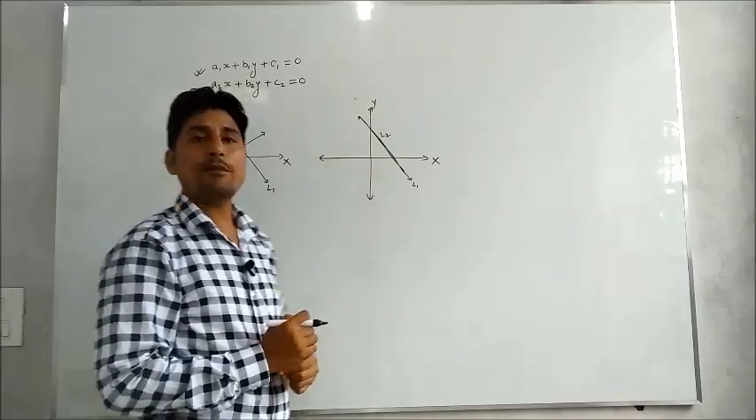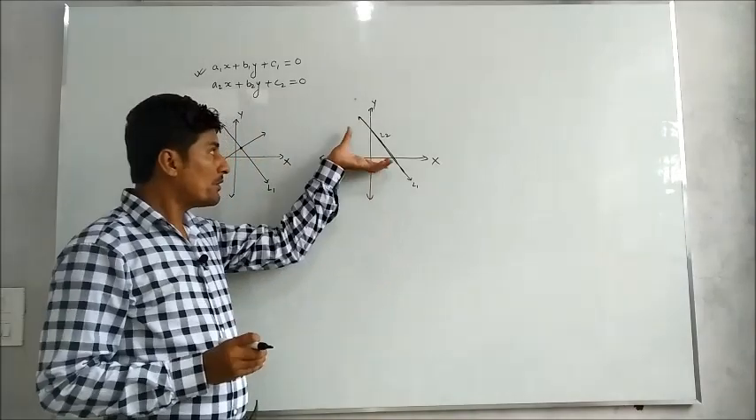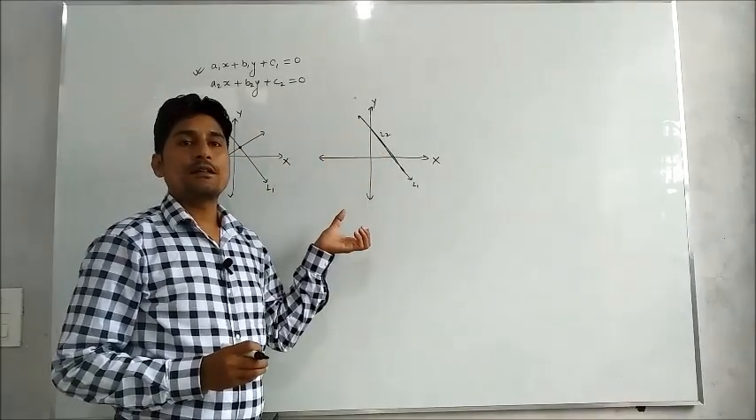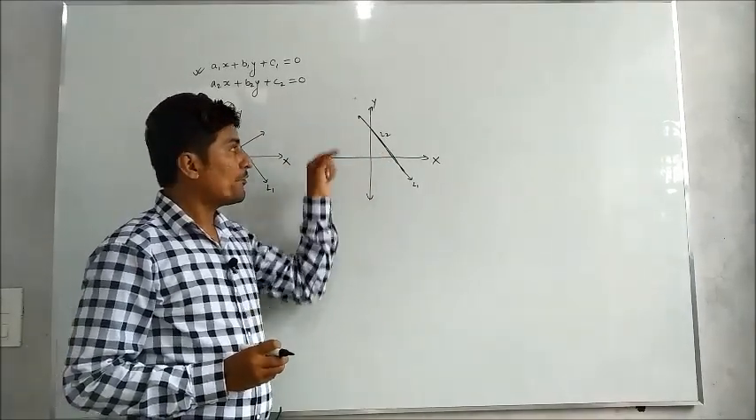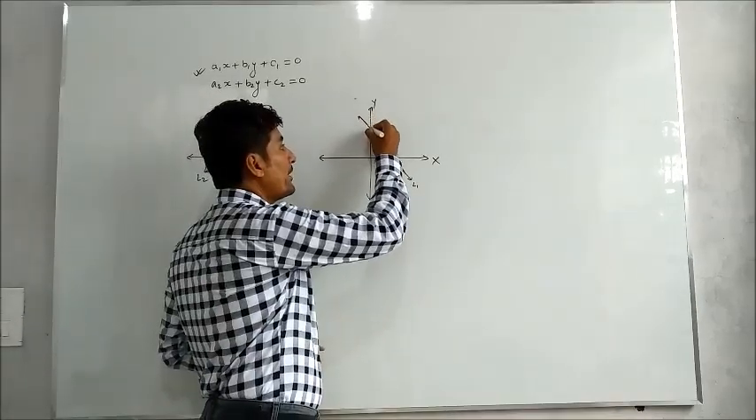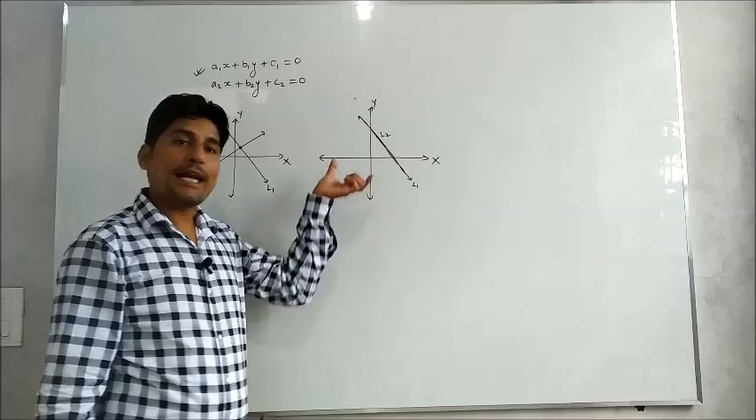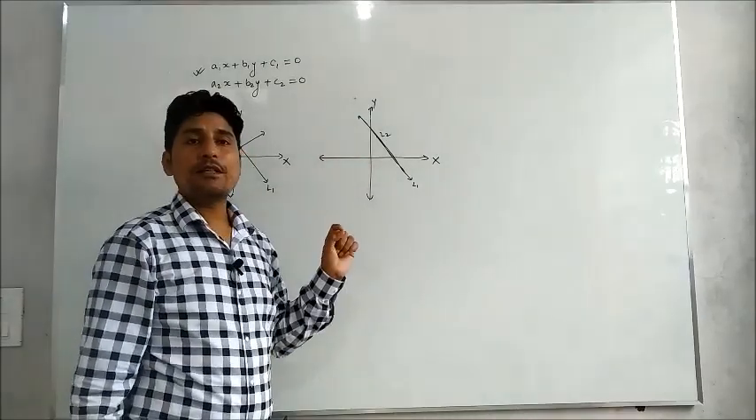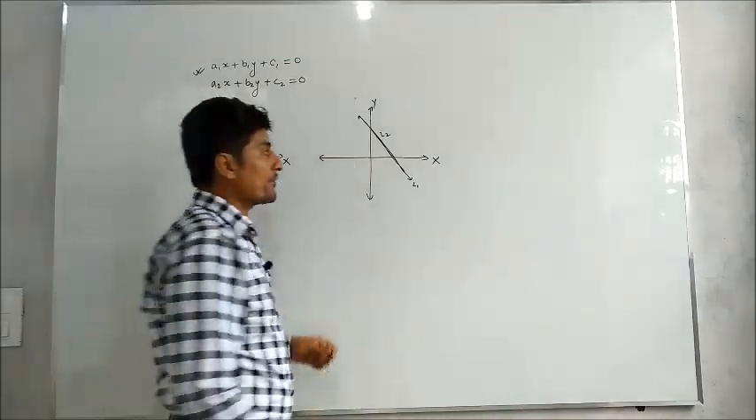Why they will have the infinite number of solutions? Because both the lines are coincident. Means one line is passing over the second line. Hence there are more than one point of intersection. Infinite points are there. That's why it will have infinite number of solutions.